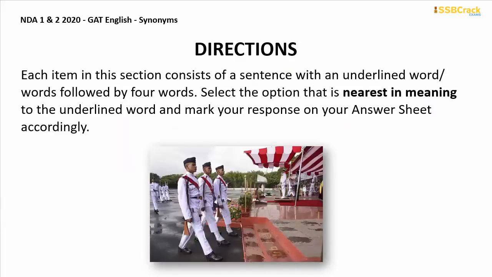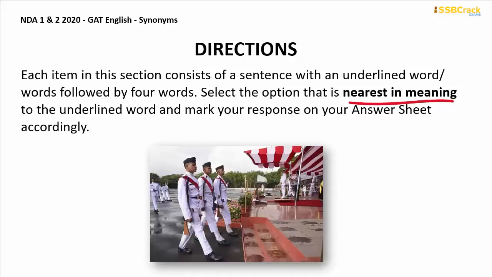Each item in this section consists of a sentence with an underlined word or words followed by 4 words. Select the option that is nearest in meaning to the underlined word and mark your response on your answer sheet accordingly. So if you have been confused between the words antonyms and synonyms, here you are. The directions have already cleared it for you. You need to find out the meaning of the word underlined in the sentence. In other words, that is the synonym.